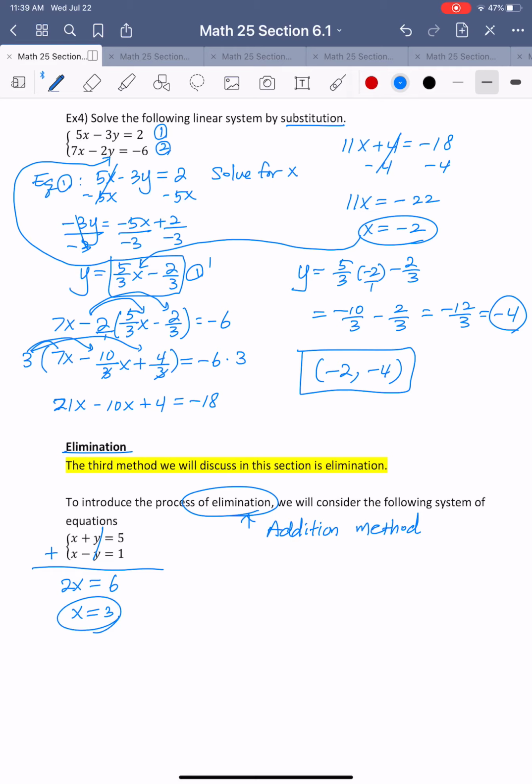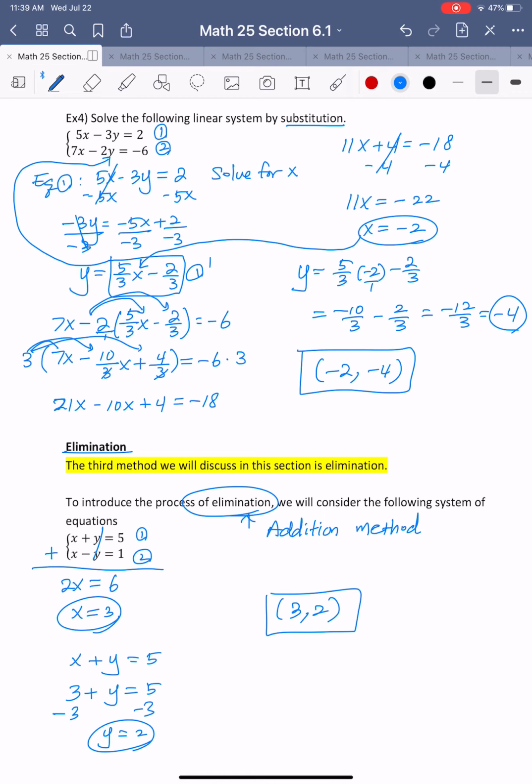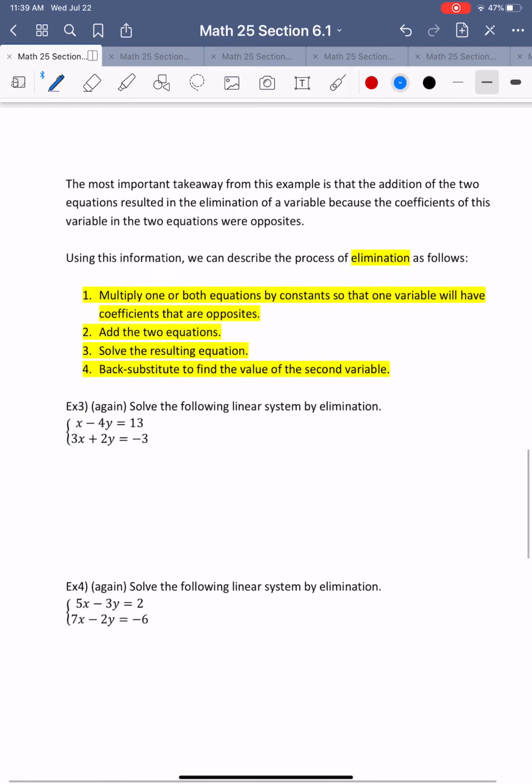Now, in order to find y, you just need to substitute into one of the equations. So I'm going to use x equal to 3 and substitute it into equation 1. So equation 1 is this, but I know that x is 3. And then for y, y is 2. So you already have a solution of 3 and 2. So very simple, okay, good to use.